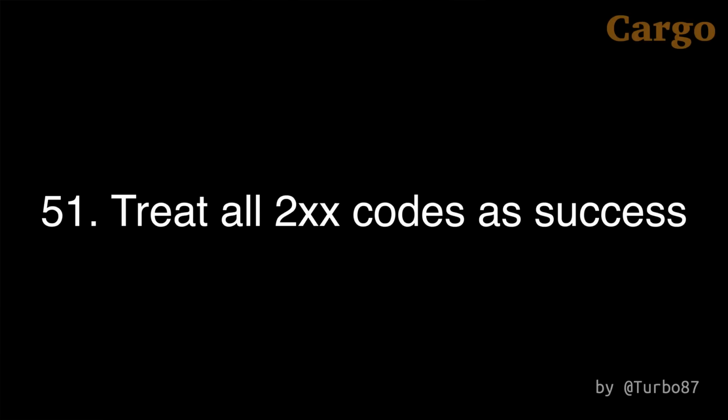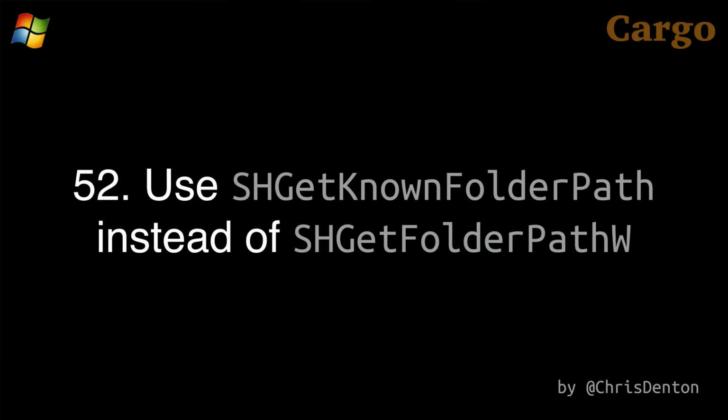Number 51. Cargo now treats all 200-level response codes from crates.io as success codes as per the HTTP protocol's spec. Number 52. On Windows, Cargo now uses a non-deprecated function to get the path of folders, which should also prevent breakage for people who make really, really deep paths to stuff.